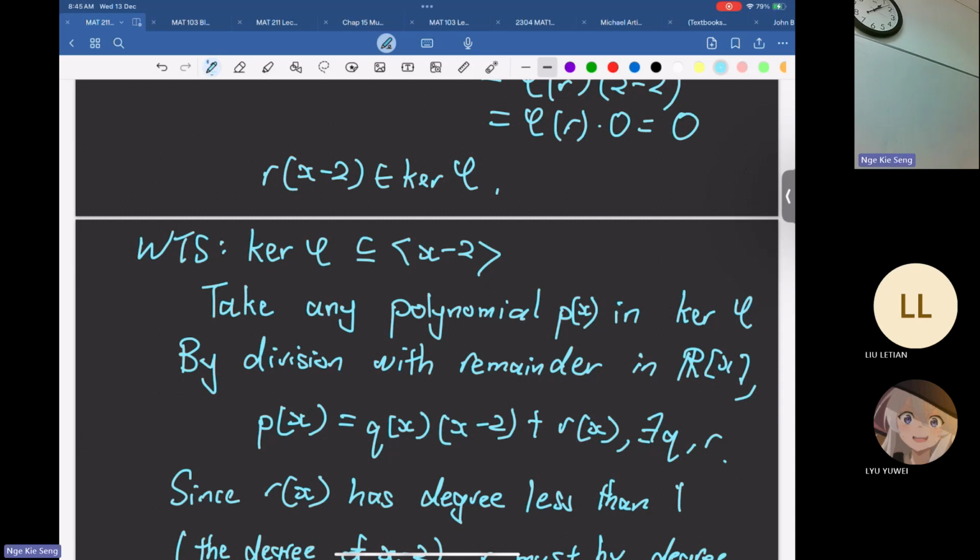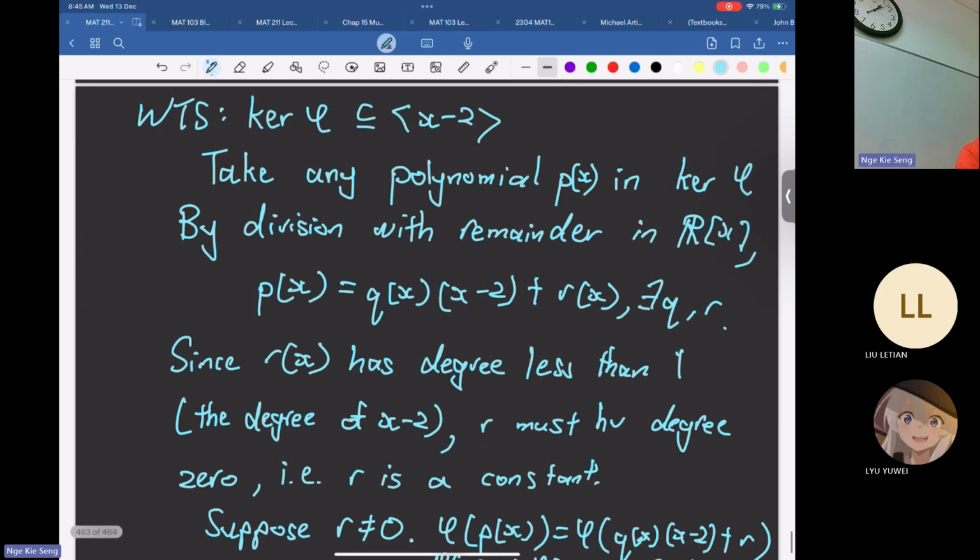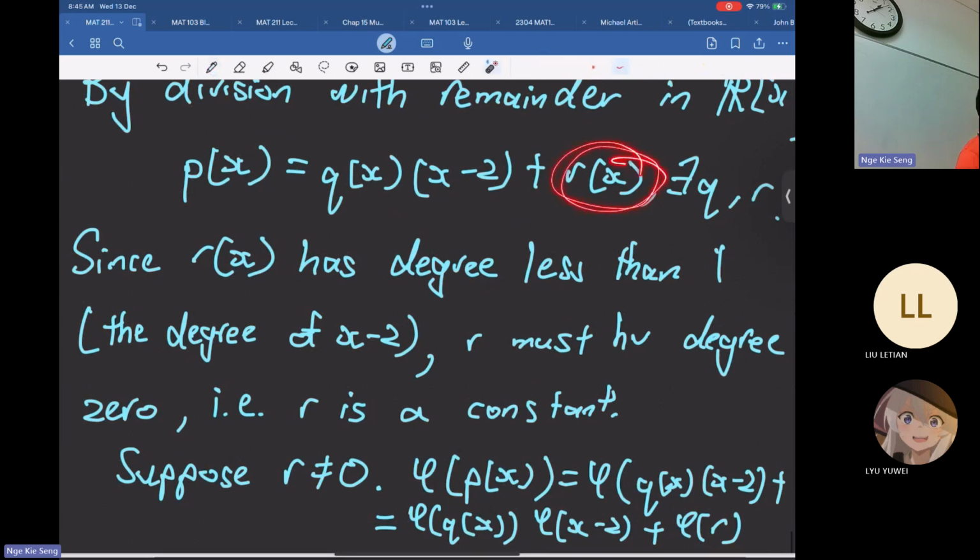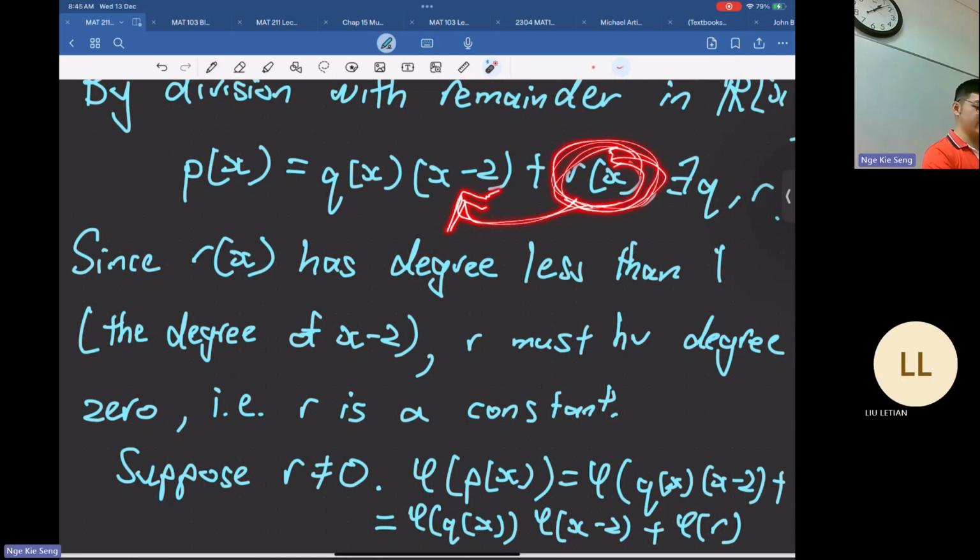And then what about this remainder here? This remainder must have degree less than the polynomial you started to divide with. So this remainder must have degree less than that of x minus 2. Make sense or not? But x minus 2 is a degree 1 polynomial here, so your r must be a constant polynomial. It's just a number.